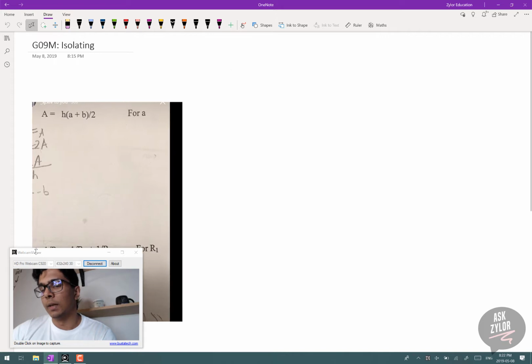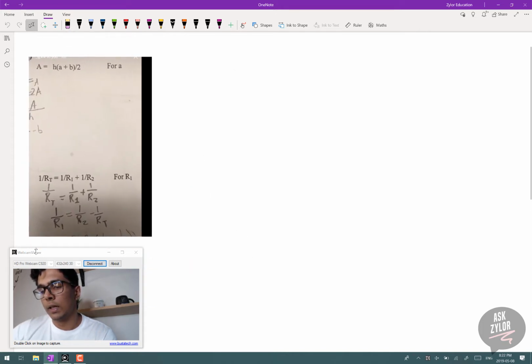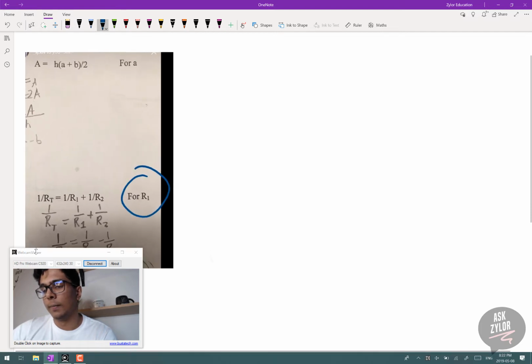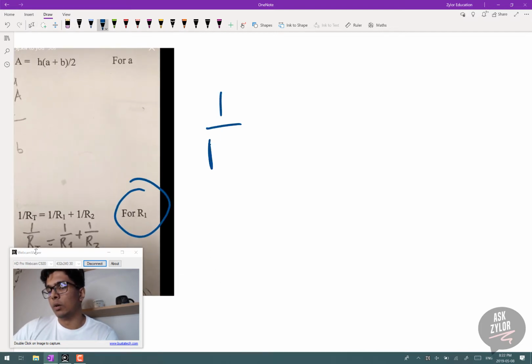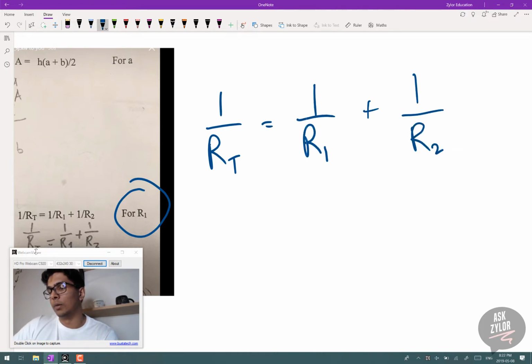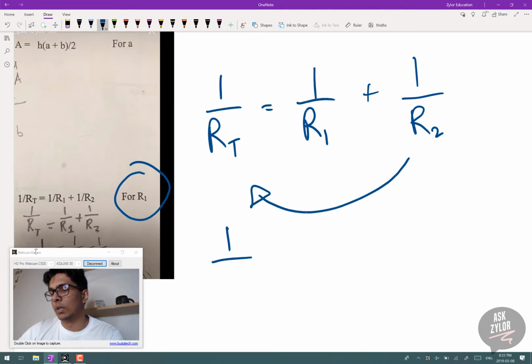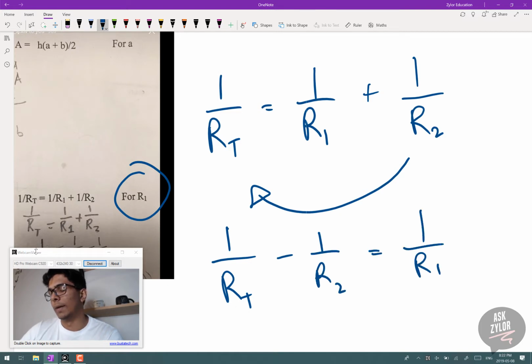So this is a grade 9 math question. I'll be doing part 2. So it's saying isolate for R1. So I have 1 over RT is equal to 1 over R1 plus 1 over R2. Okay, so what we can do is we can move the 1 over R2 to the other side, which gives me 1 over RT minus 1 over R2 is equal to 1 over R1.